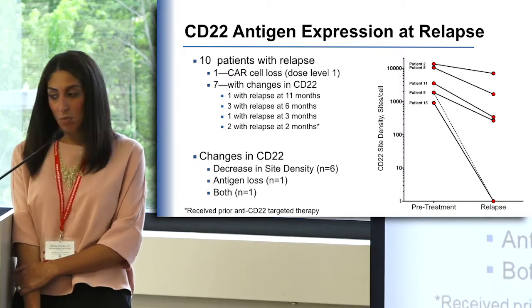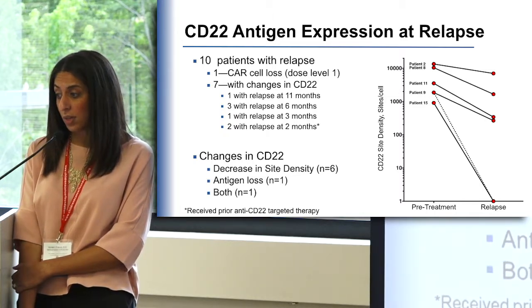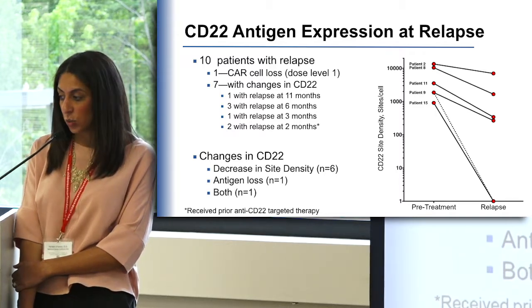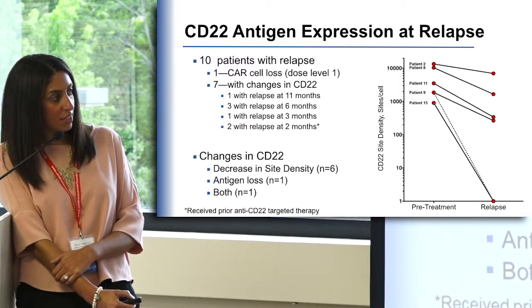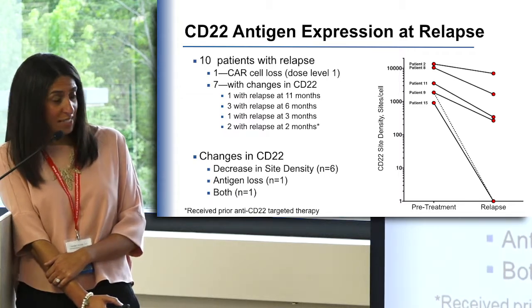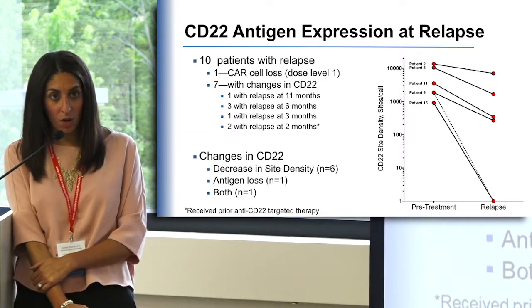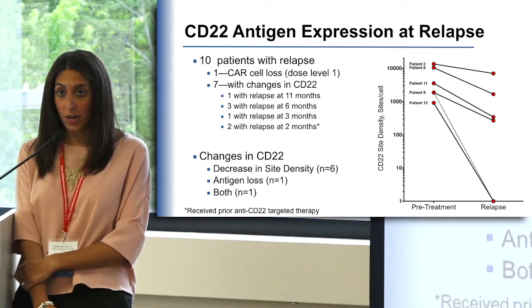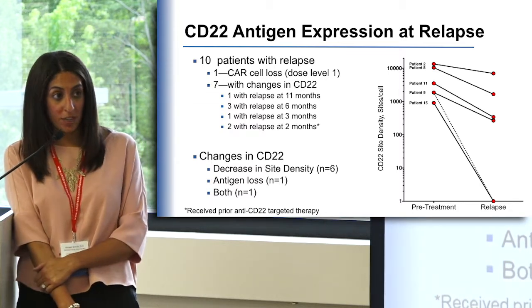So modulation of CD22 expression, this just shows that 10 patients with relapse, 1 patient had CAR loss, which was at dose level 1, and another 7 had changes in CD22 expression, as you can see here on this graph. So CD22 site density was measured prior to infusion and then at the time of relapse. And we had 7 patients that had changes in CD22 site density, and a few who had antigen loss. Patients that typically had antigen loss received either CD22 CAR prior to receiving our CD22 CAR, or they received inotuzumab, that CD22 antibody.